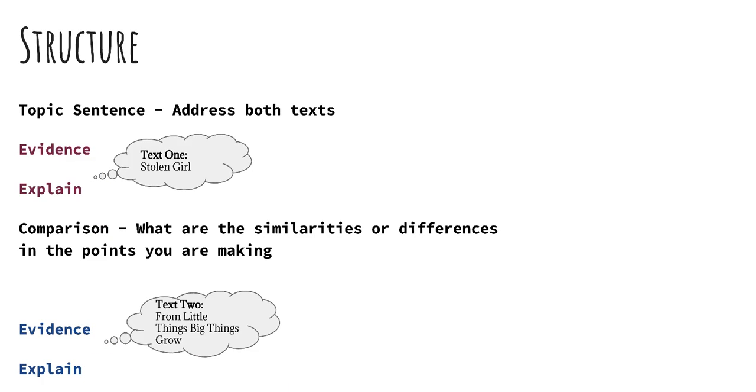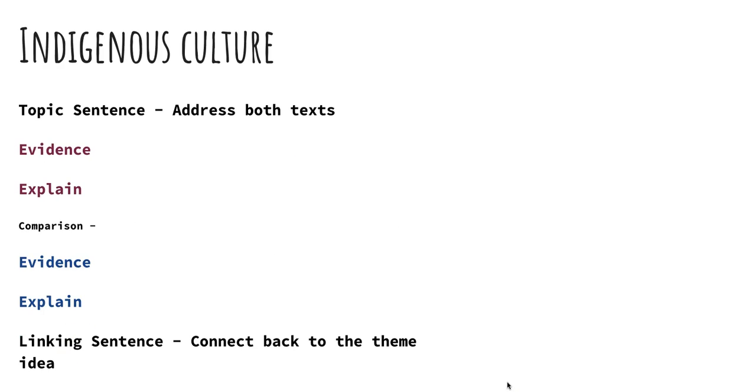And normally in a linking sentence, you connect back to the essay question overall, but we don't have an essay question here. So what your linking sentence needs to do is address the theme, okay? And I'm going to look at that on the next slide. So just be mindful that we're going to go text 1, Stolen Girl, text 2, From Little Things Big Things Grow, and that's how it's going to work in terms of your structure.